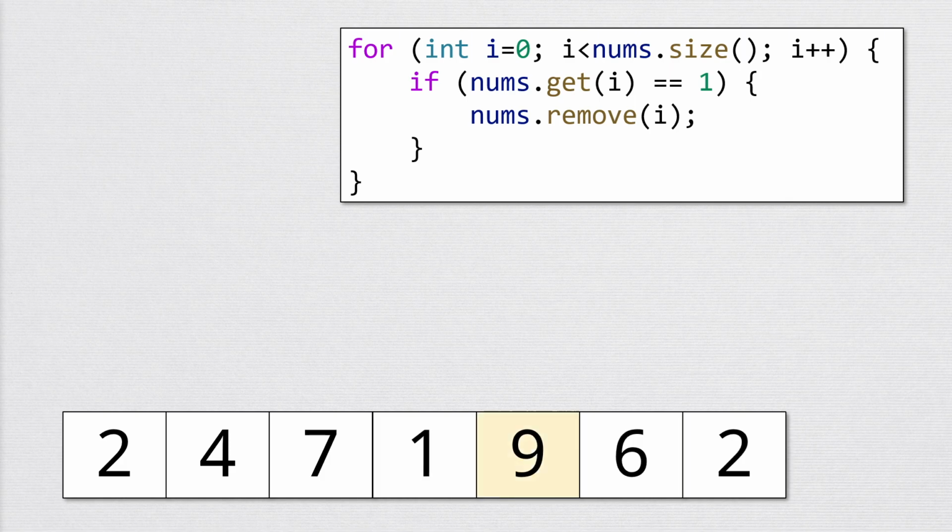But here's the snag. The second 1 never gets looked at. The next value that gets checked is the 9. So that second 1 does not get removed. And then we go on to the end. Check the 6, check the 2, and they get left alone. We're done, but we didn't remove all the 1s this time.